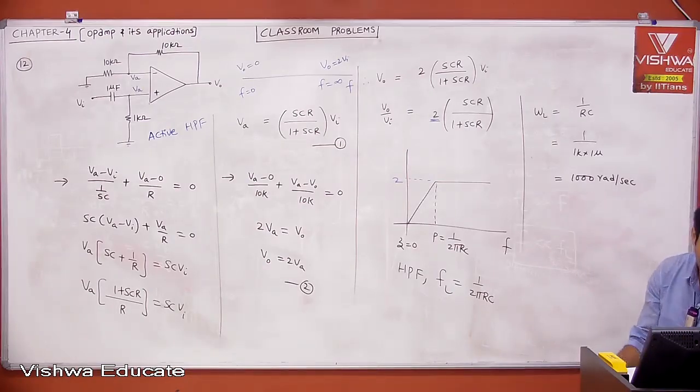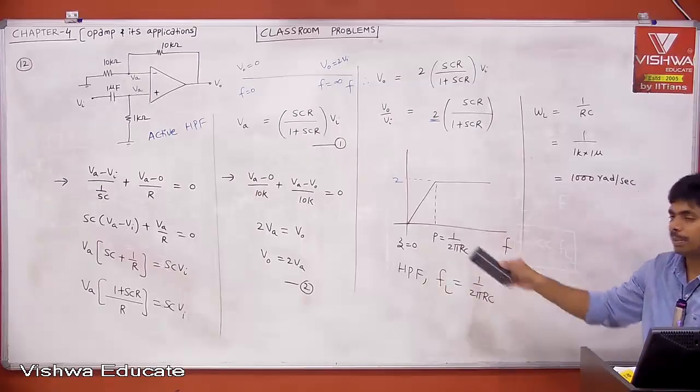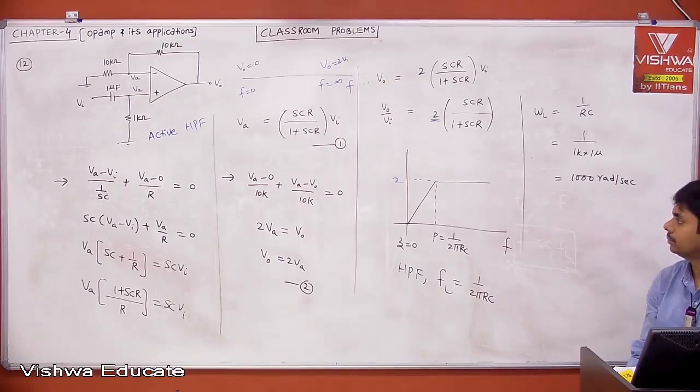If this is over, problem number 13. This is GATE 2007 for 4 marks. This is a linked answer problem. Z is nothing but 0, P is nothing but pole.